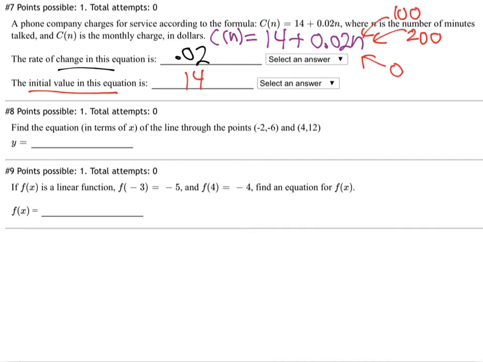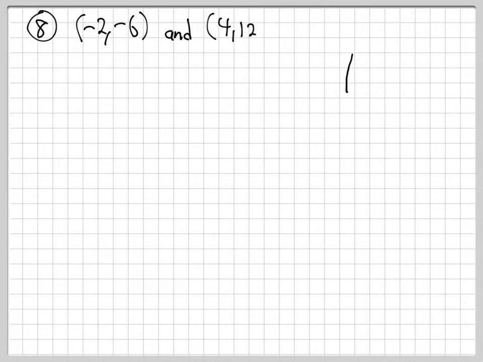Find the equation of the line through the points. Okay, that's not easy. Let's go get some space to do that one. So let me write it down back here. So it is -2, -6, and 4, 12. And it says, find the equation.